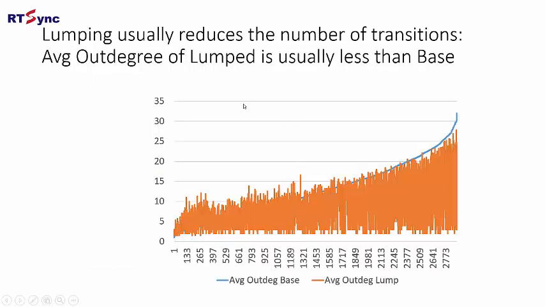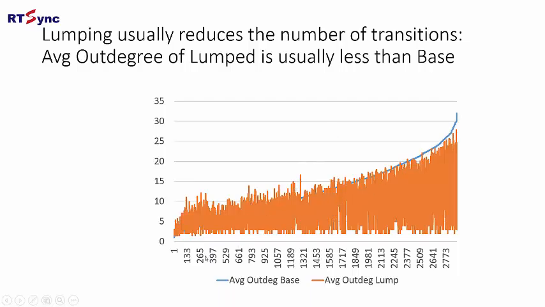Let's look at some other kinds of properties. Counting the out degree of transitions, the lumping usually reduces the number of transitions because we're reducing the number of states. But it turns out that the average out degree of the lump model is usually less than the base model. That is, the number of transitions out of a state on average is usually less than the base model.